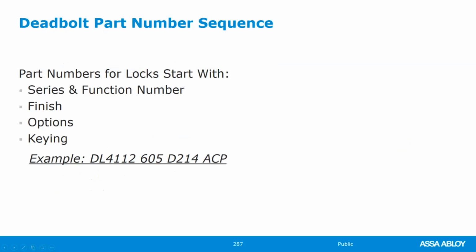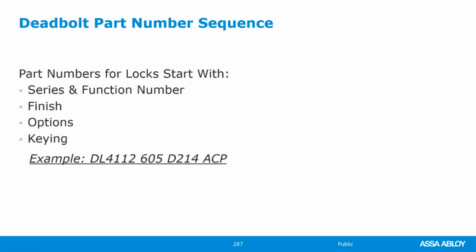Looking at the part number sequencing for the deadlocks, it starts with our series, then function number, then finish, then options, then keying. So looking at that part number there, DL, deadlock. 41 tells us that's the mortise, small footprint mortise. The 12 tells you it's a double cylinder function. 605 is a polished brass finish.